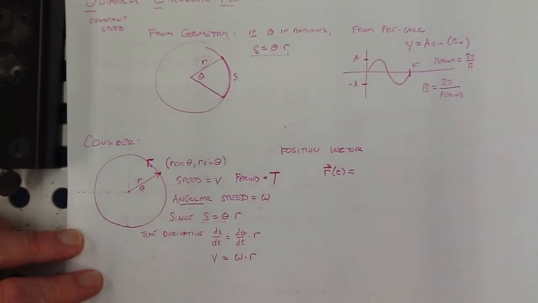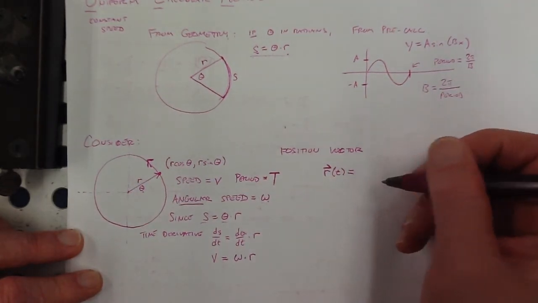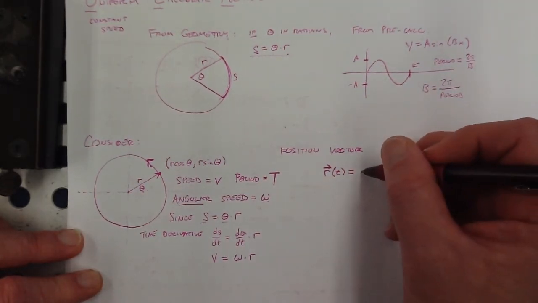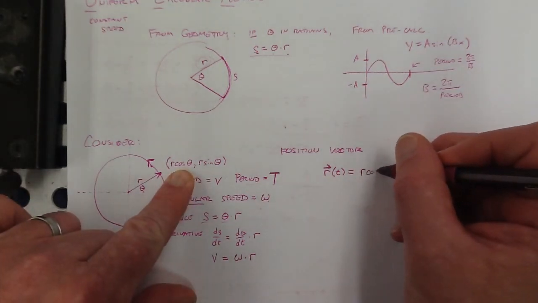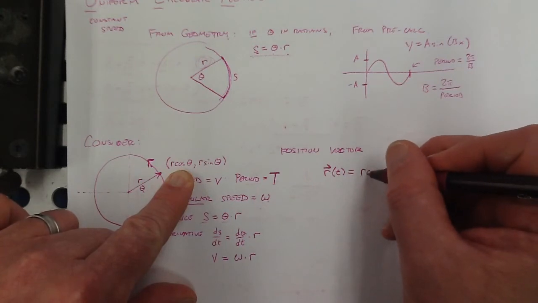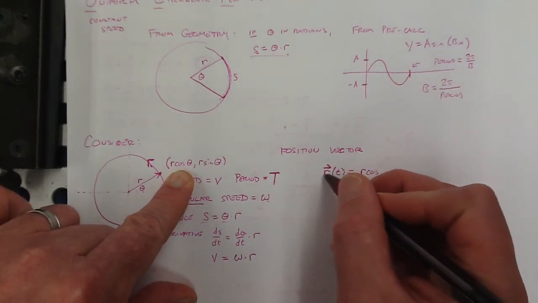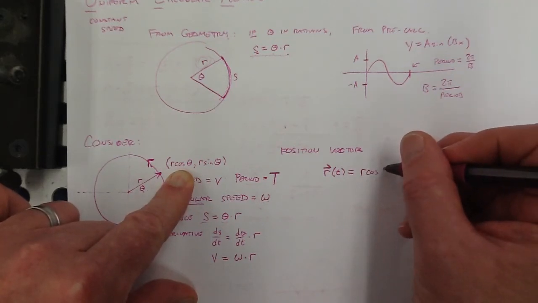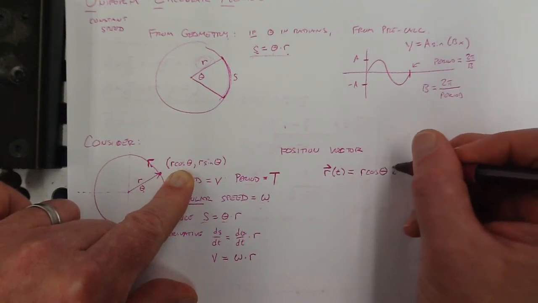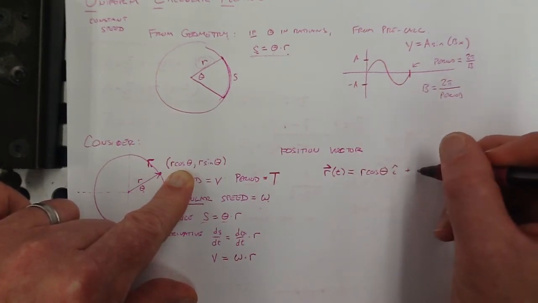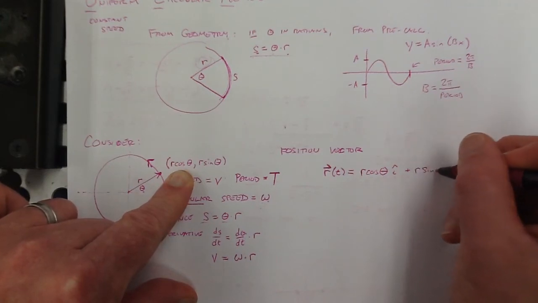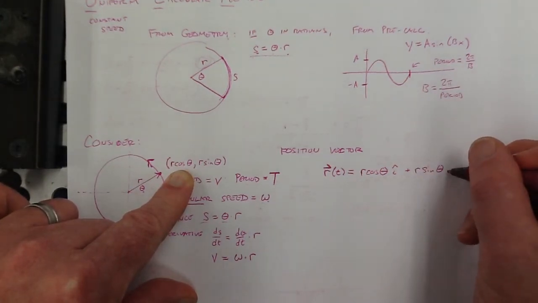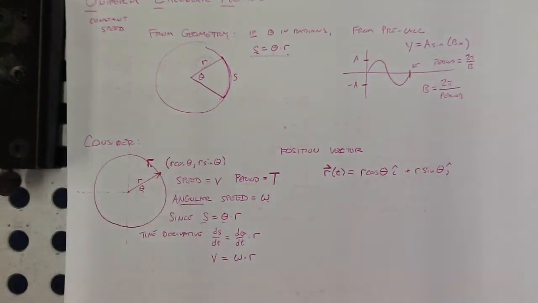All right, so then my position vector is equal to r cosine theta. This is the fixed radius r, not to be confused with variable vector position. r cosine theta i plus r sine theta j.